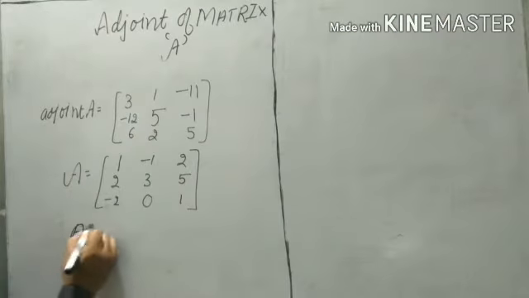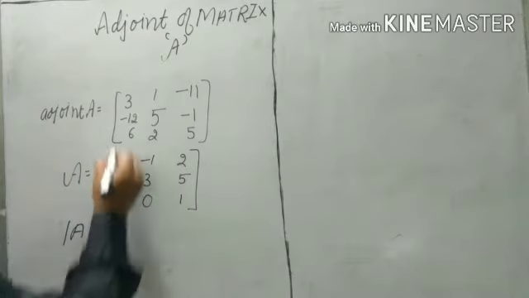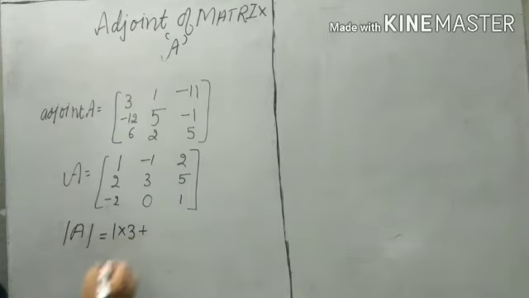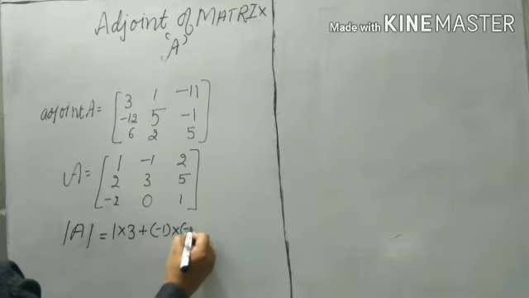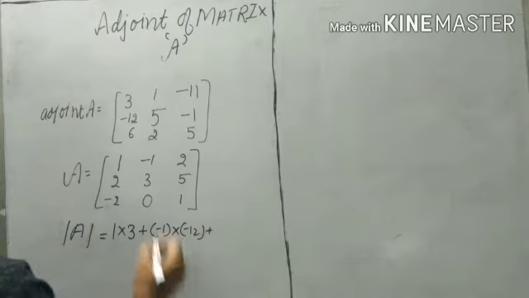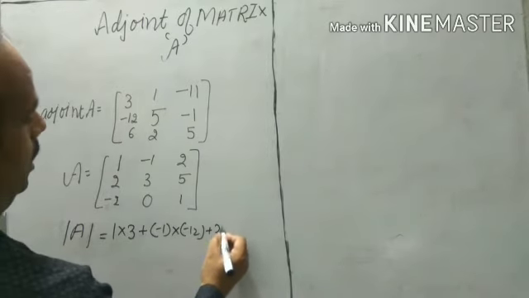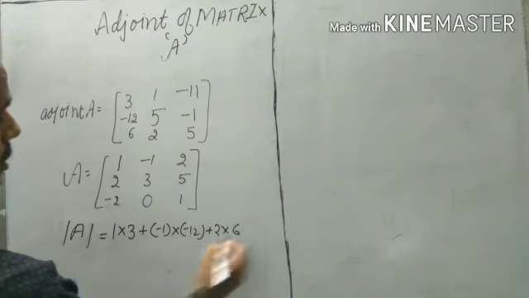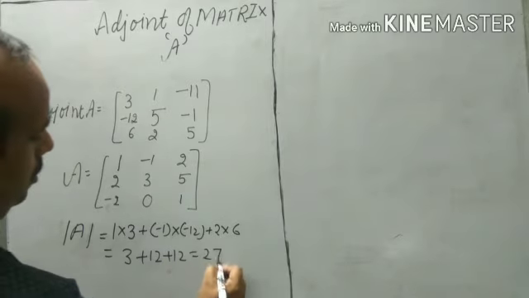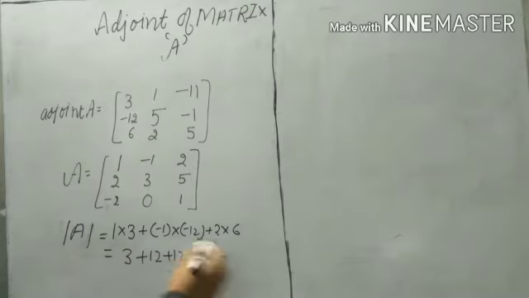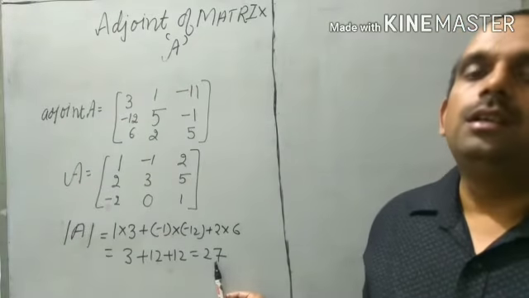So determinant A will be equal to, this is A11 element and this is its cofactor 3. Then put a sign of plus. This is A12 element and this is its cofactor -12. Then plus, this is A13 element and this is its cofactor 6. 3 plus 12 plus 12 will be equal to 27. So 27 is the determinant of the given matrix.